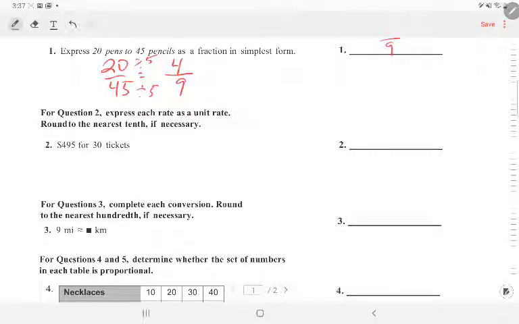Express the rate as a unit rate. So remember, unit rate is the cost per one item. So we could say the cost per ticket. So 495 over 30, that's our ratio. And then we just take 495 divided by 30, which would give you 16.5. So it would be 16.5 or $16.50 per ticket. Okay.